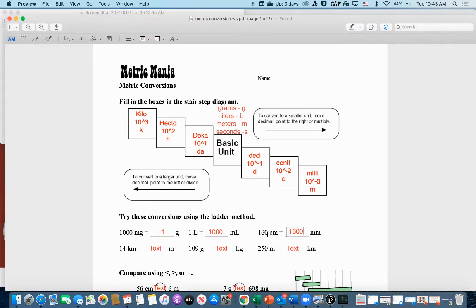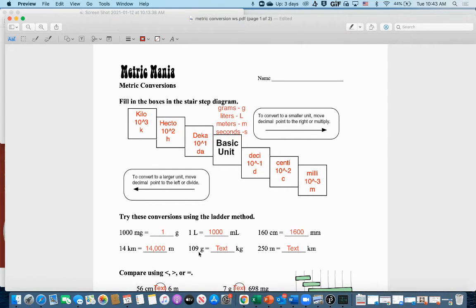So each time we're just identifying the two prefixes, or if there's no prefix, it's a base unit right here, and then how many steps we take in the direction it's going. So 14 kilometers. For 14 kilometers, I start with a kilo right here, right? I'm going to my base unit of meters. So I take 1, 2, 3 steps going down. So 3 steps to the right. So I move it over 1, 2, 3. I could throw a comma in here. 14,000 meters right here. Okay, because that's 1, 2, 3 steps down.